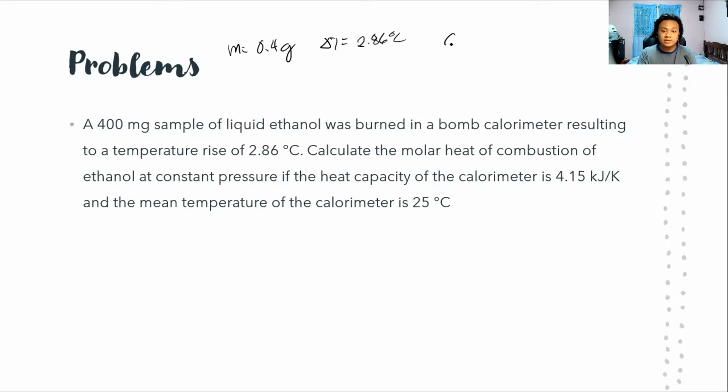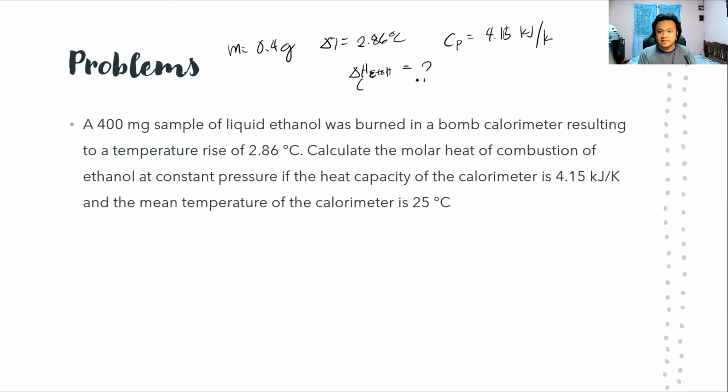And then we have our Cp of the calorimeter. We have 4.15 kilojoules per Kelvin. Then we are asked to find the H of ethanol, the molar heat of combustion. So, molar heat of combustion.